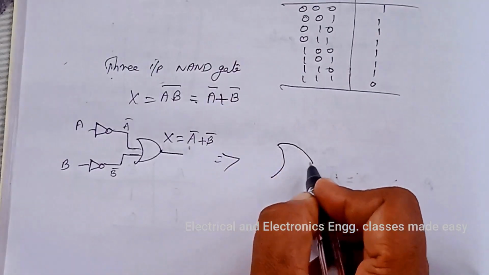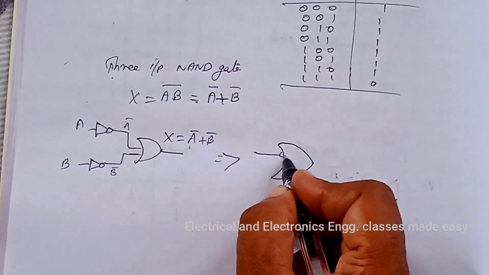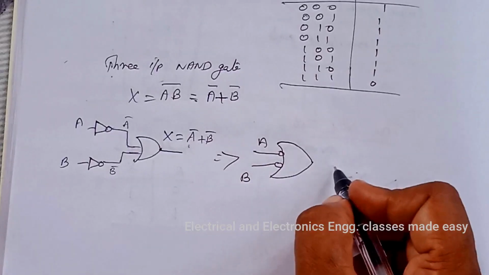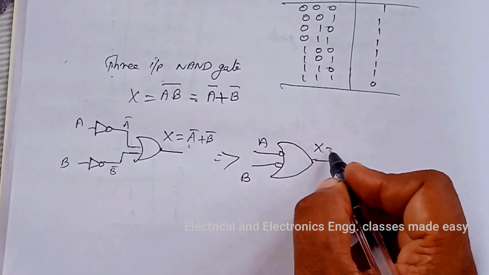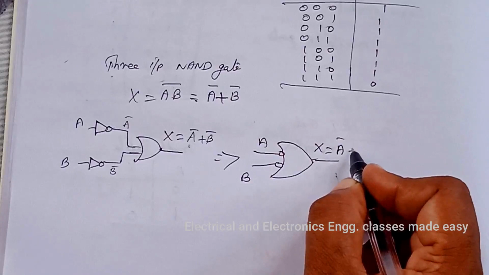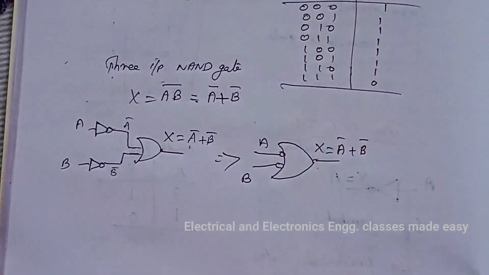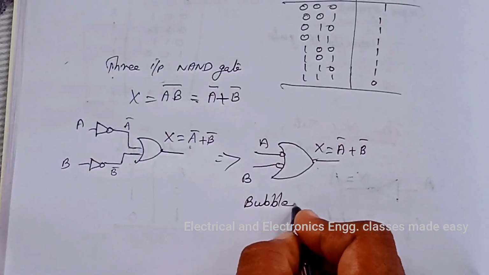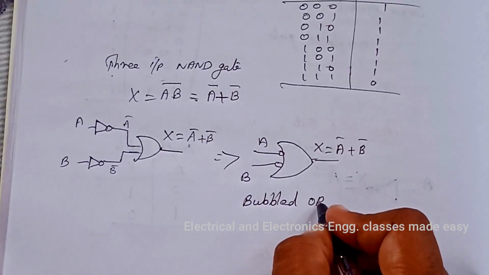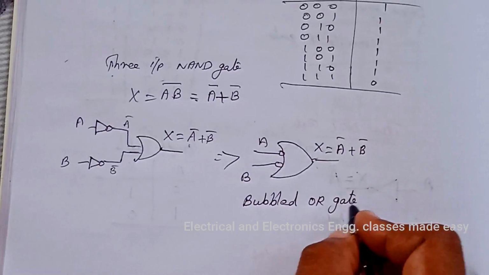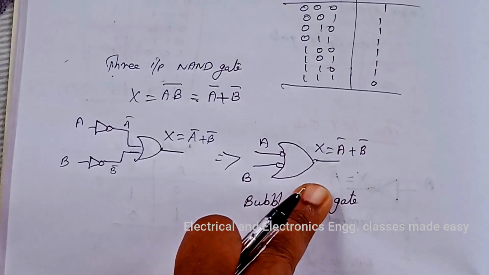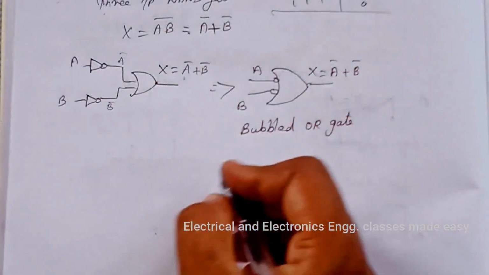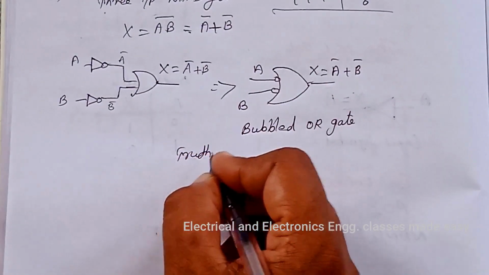a b. And here the output x is equal to a complement or a bar plus b bar. And this is called the bubbled OR gate. This is called the bubbled OR gate. And its truth table can be drawn like this.